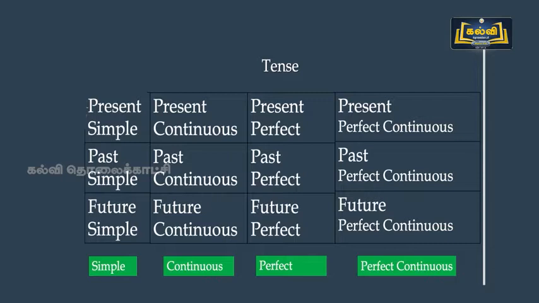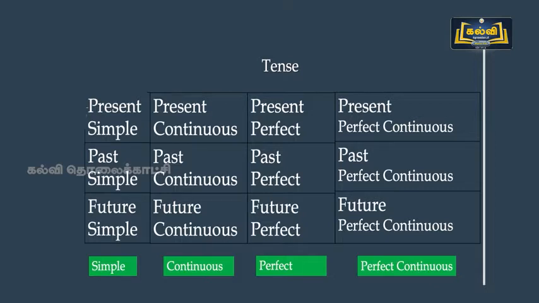First 3 tenses are simple: simple present, simple past, and simple future. Do you guess what's the next category? Those are continuous tenses: present continuous, past continuous, future continuous. Then perfect: present perfect, past perfect, and future perfect. The last 3 tenses are present perfect continuous, past perfect continuous, future perfect continuous.